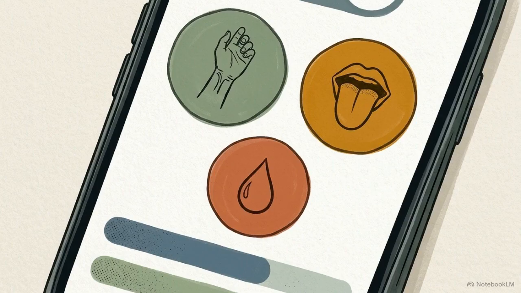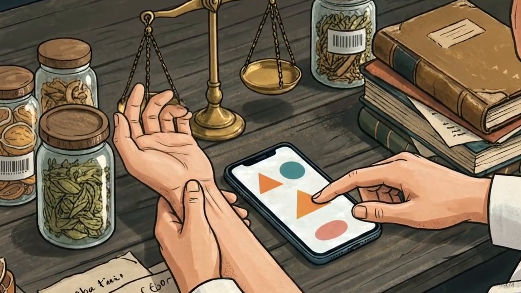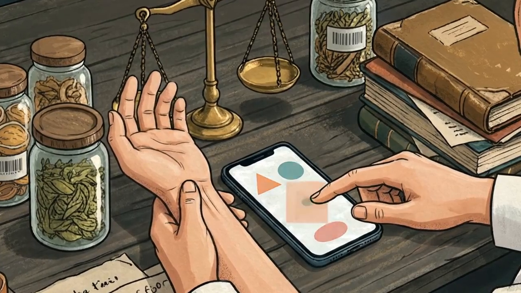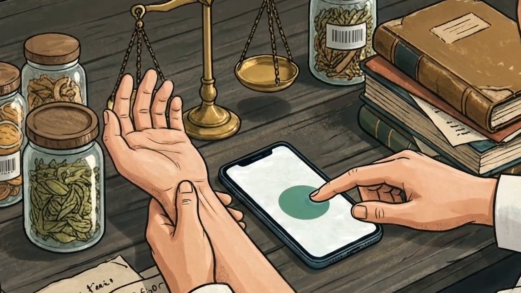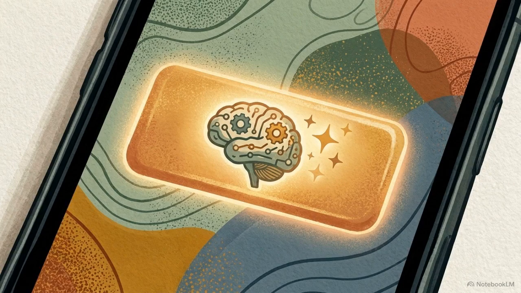Now that the patient is registered, move to the diagnostic screen. You will examine the patient and manually input their traditional physiological markers, specifically their pulse, or nabz, the appearance of their tongue, and urine characteristics. With those markers logged, tap the AI Diagnosis button.